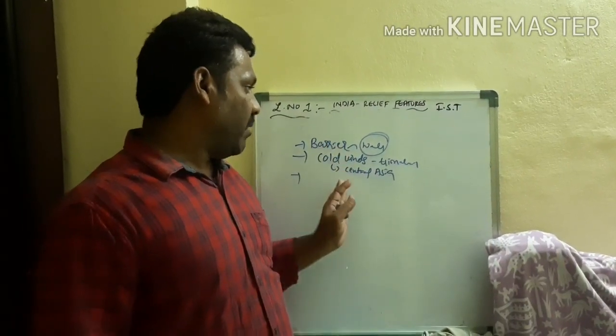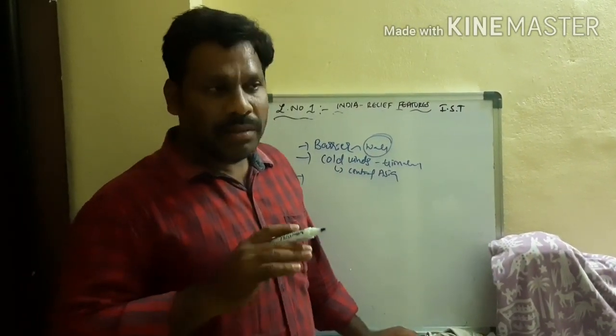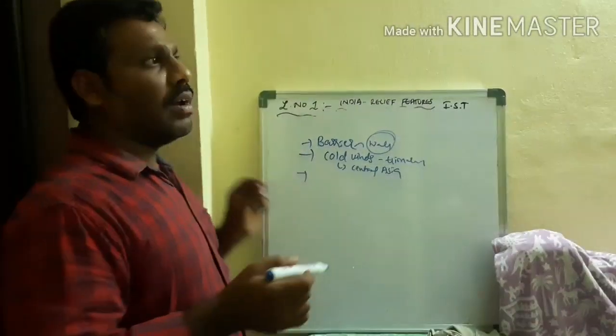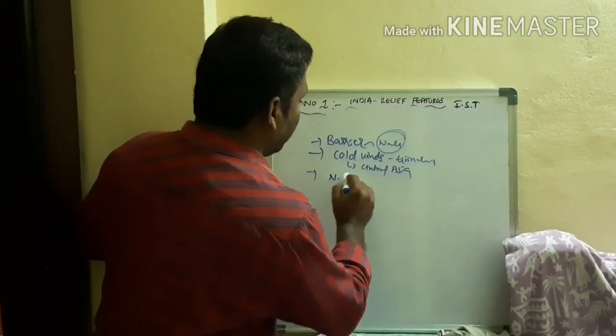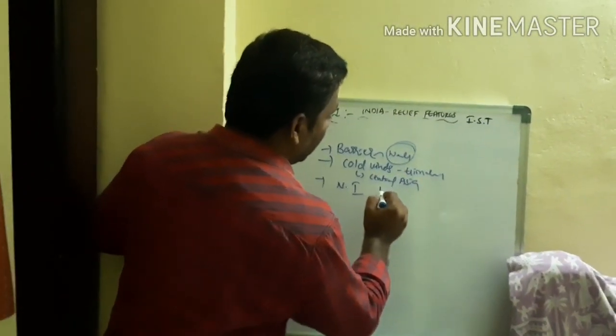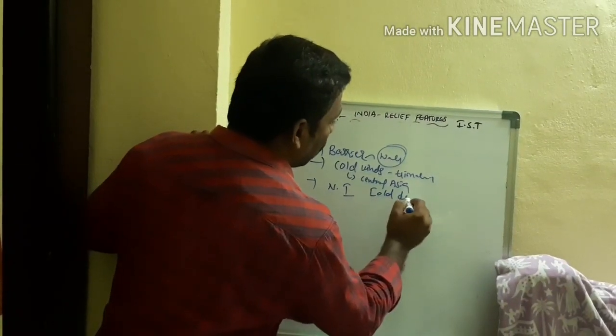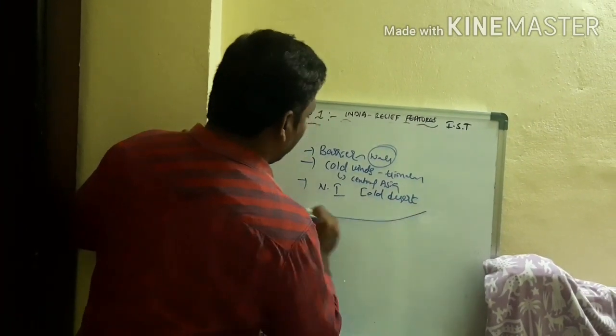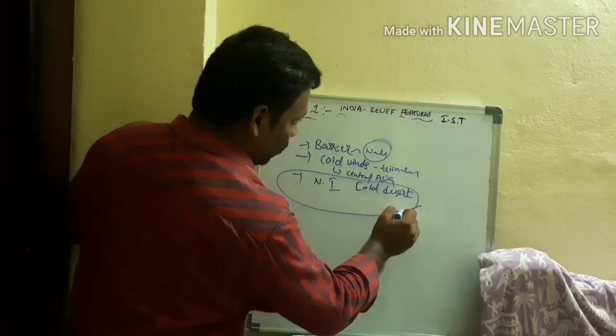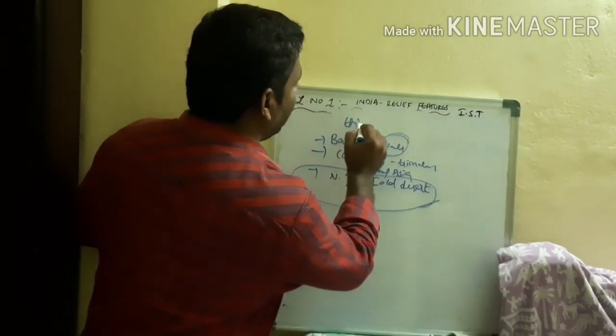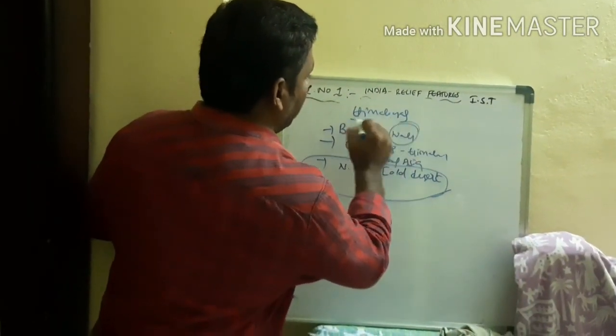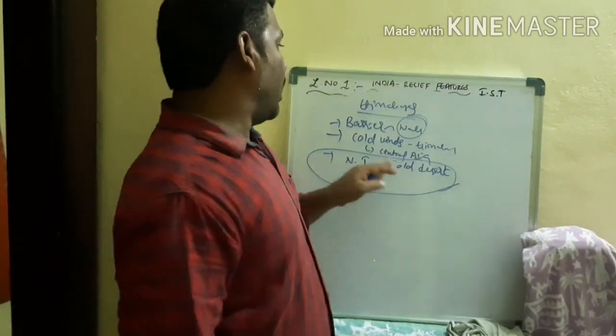So this is what we can find. It would be turned completely into a cold desert. Which part? North India. North India would be completely turned into a cold desert if the cold winds entered our country. But there is no chance of them coming to our country because the Himalayas are there. That is why we are unable to find the cold desert.